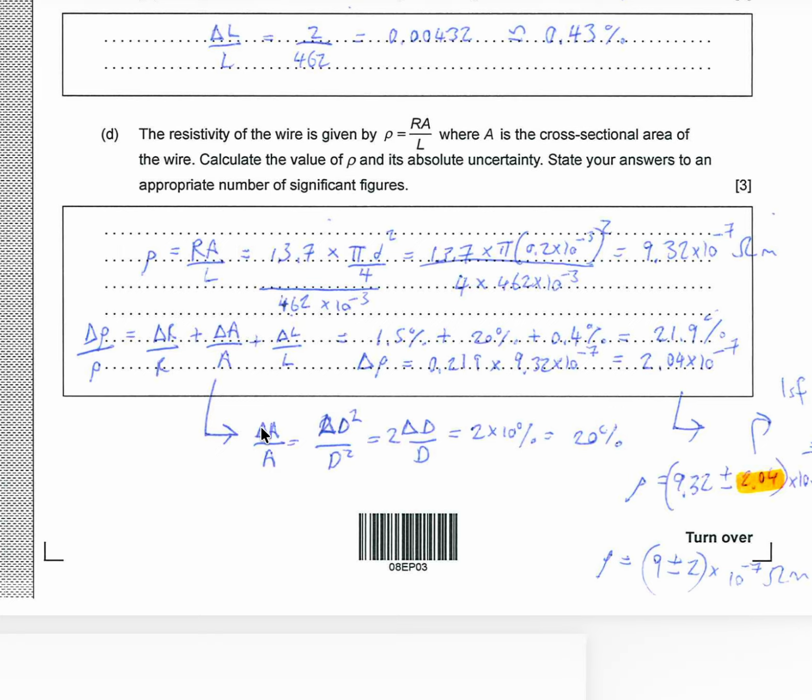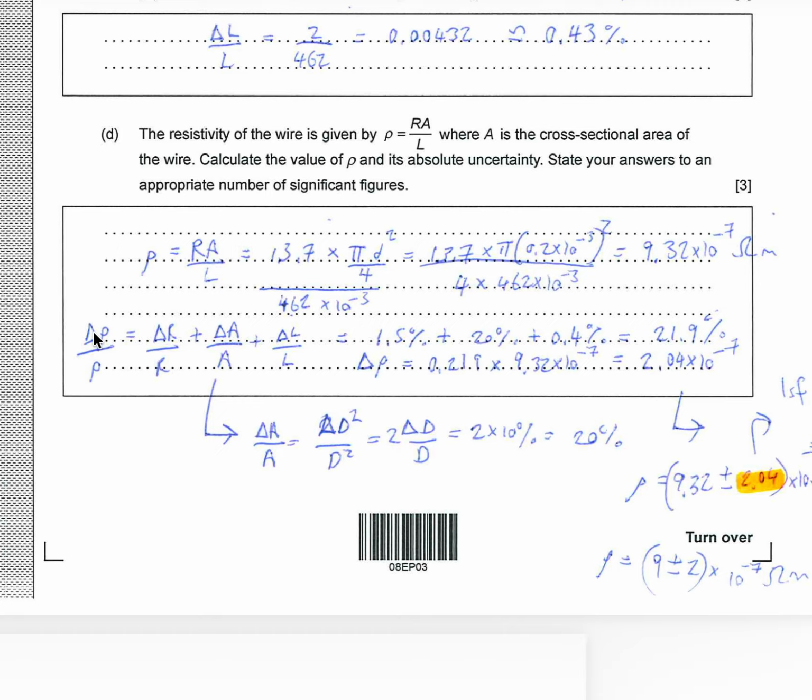We don't know delta A over A, but we know delta d over d. Delta A over A is going to go with delta d squared over d squared, and that's 2 times delta d over d. This is the bit that students find tricky. Remember, if you've got delta d squared over d squared, we take the n and we multiply delta d over d. All right, that's going to give us 2 times 10%, which is going to give us 20%. We're going to add those percentages together. We've got 1.5 from R, 20% from A, and then a 0.4 that comes from our delta L over L to give 21.9%.